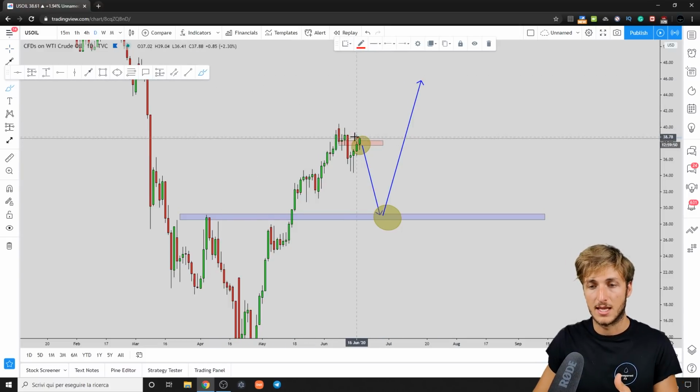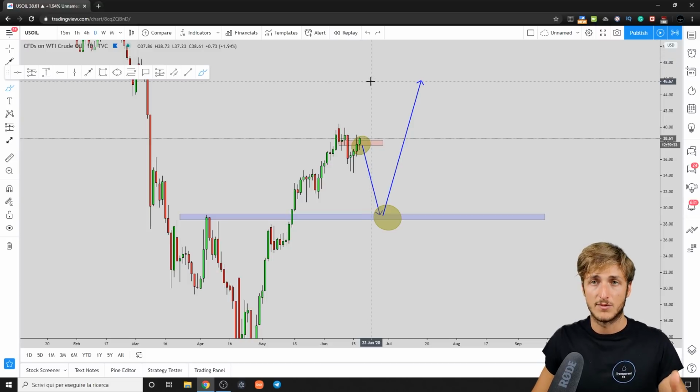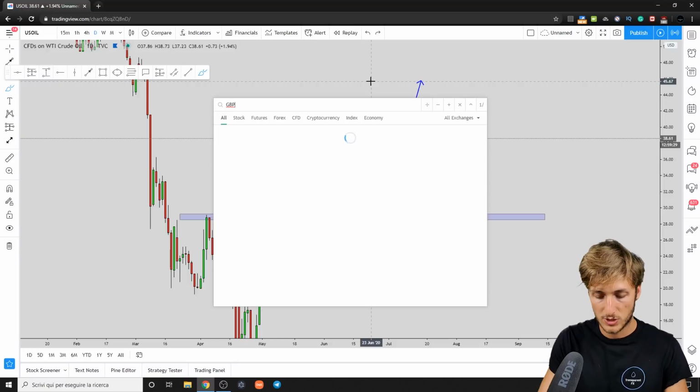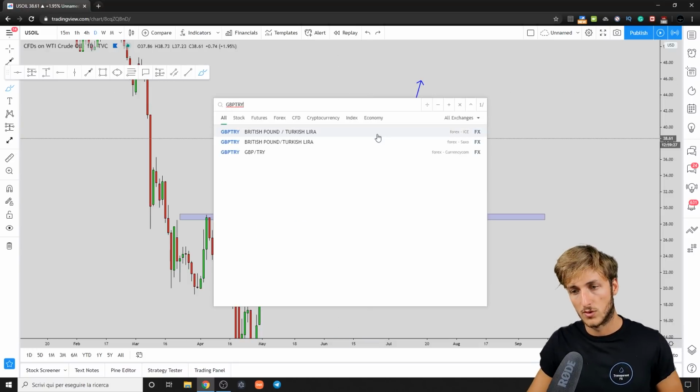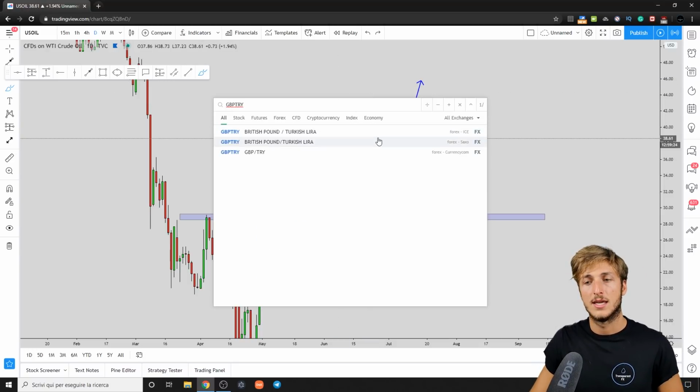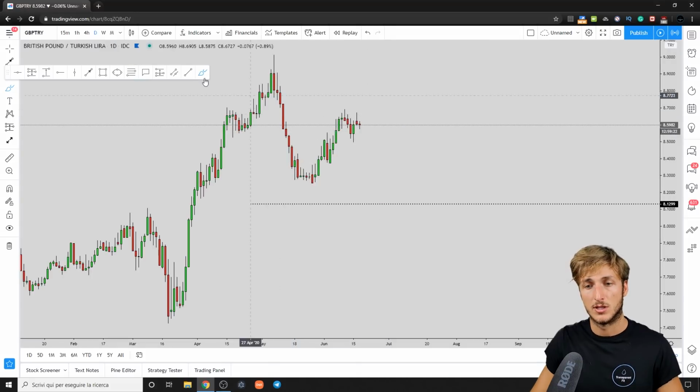On the other side, if today's daily candle will close above the area, we will not be looking for any setup, because anyway, as we have already seen, the Fibonacci levels are not aligning with the structure yet. So we can definitely continue higher, as we have already seen at the beginning of the video, from a weekly perspective and Fibonacci perspective. Now let's go and see the other market, which is very interesting to follow at the moment, which is the GBP Turkish Lira market.